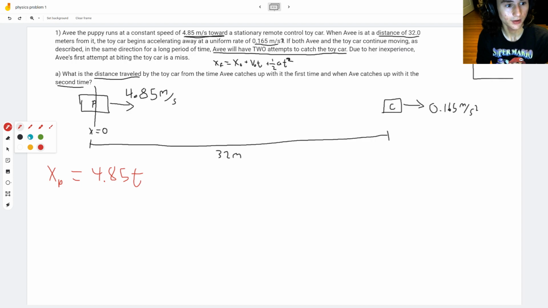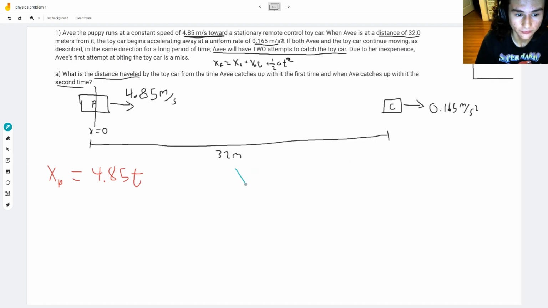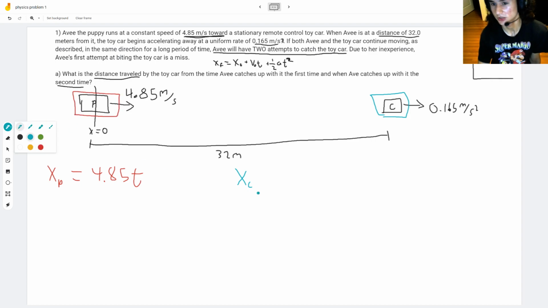So now I'm going to write another equation for the x of car. I'm going to draw a box around this in blue and a box around here in red, just so we make sure we remember which color equals which. The C also stands for car.